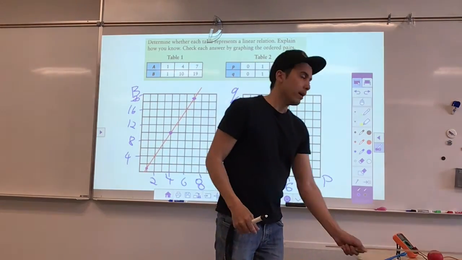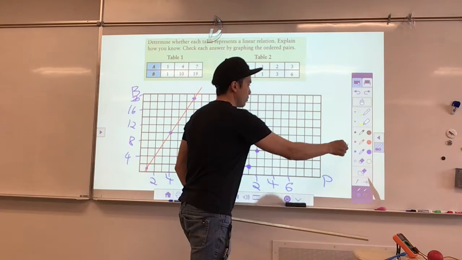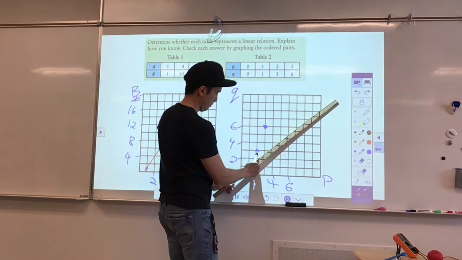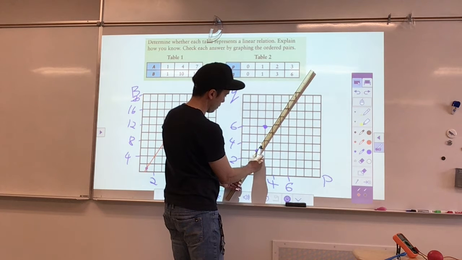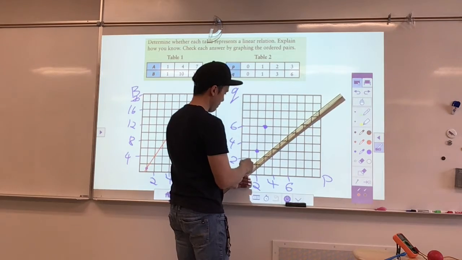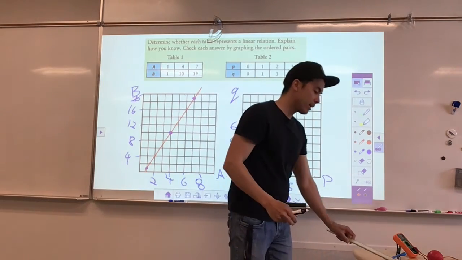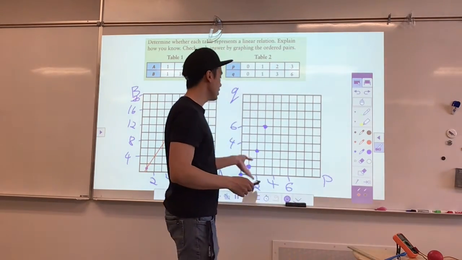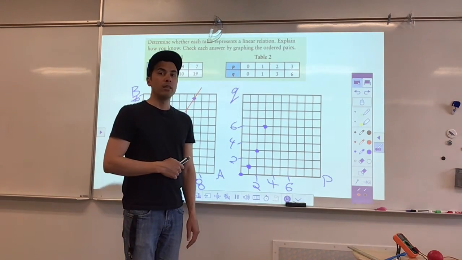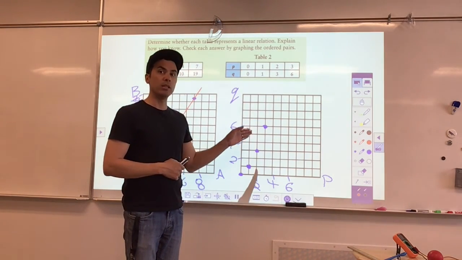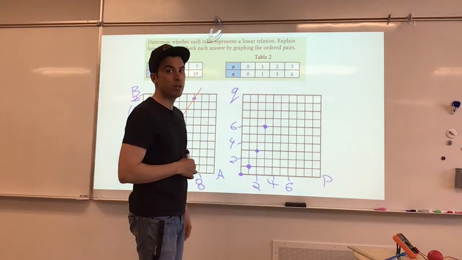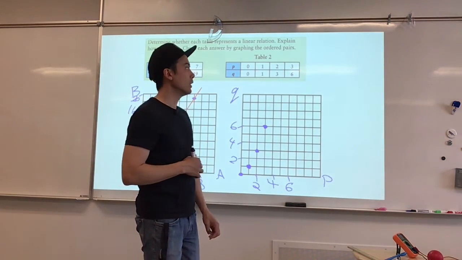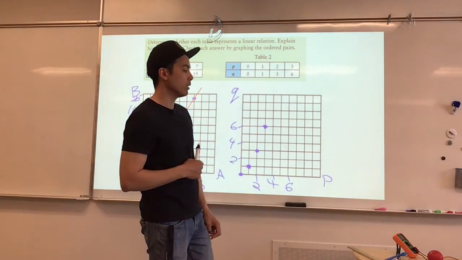Can I draw a line through all of these points? It looks like I can almost get 3, but I cannot get this last one. Since I can't draw a straight line through these points, this is non-linear. Draw a line through it, it's linear. Can't draw a line through it, it's non-linear. That is one way you can tell.